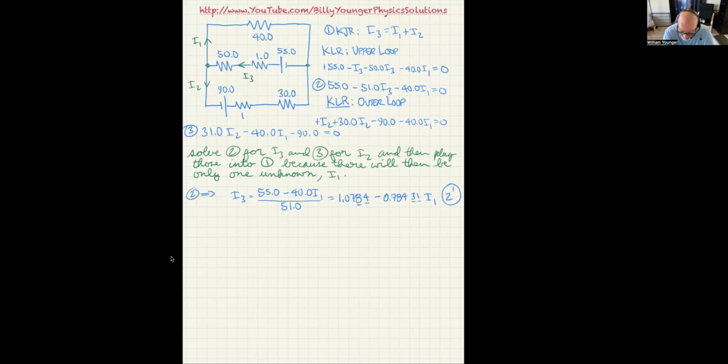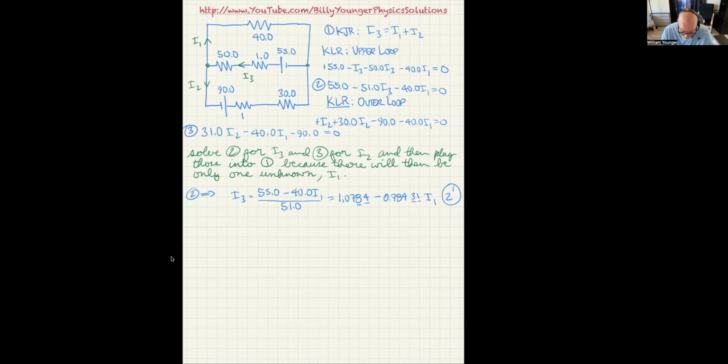Similarly, 40 divided by 51 has also 3 sig figs, so it's 0.784, and I kept the 2 extra digits 3, 1. So we're now calling this equation I3, which equals 1.0784 minus 0.78431 I1. We're calling that equation 2 prime because it really was equation 2. We've just solved it for a different variable.